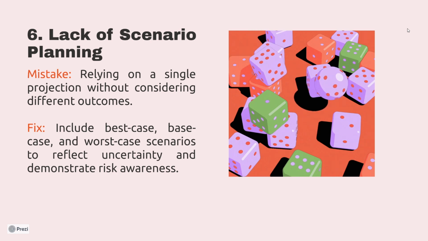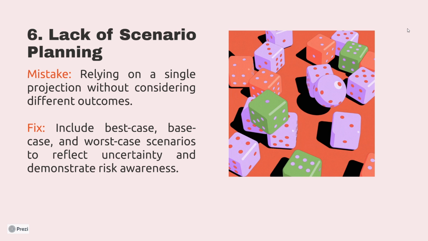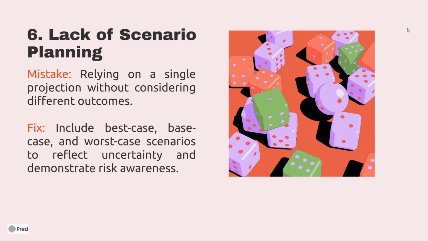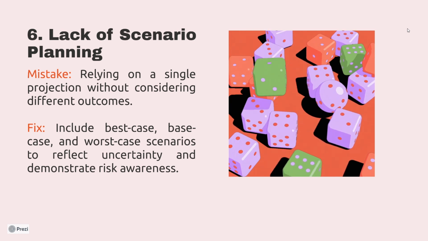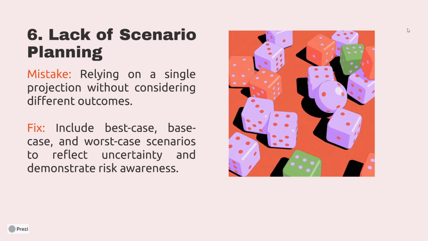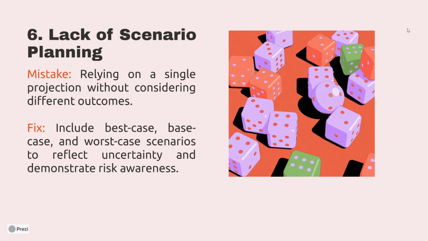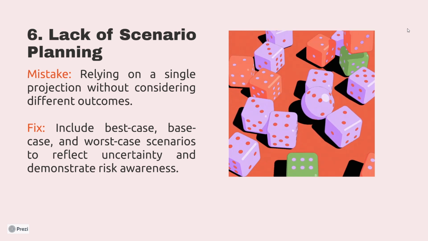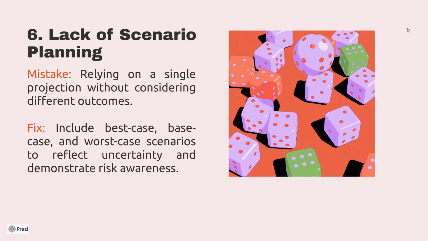Lack of scenario planning. One projection is not enough. A best case, base case, and worst case scenario helps stakeholders understand risk and flexibility. It also prepares management to pivot if reality does not match expectations. Sensitivity analysis is a great way to show how key variables affect the bottom line. And here the dice with uncertain outcomes represent unpredictability and the need to prepare for different scenarios.